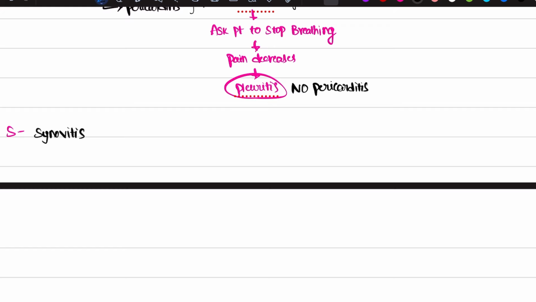In the question, if an examiner asks about symmetric pain when the patient wakes up in the morning, and erosions are also present in the joints, this clearly tells us about rheumatoid arthritis.